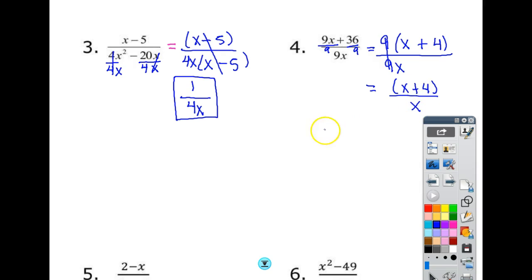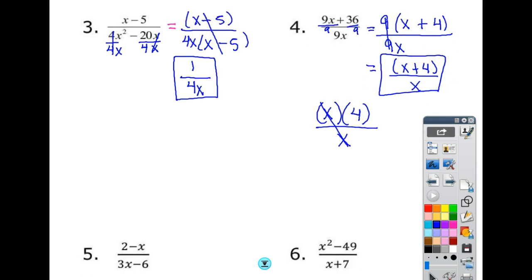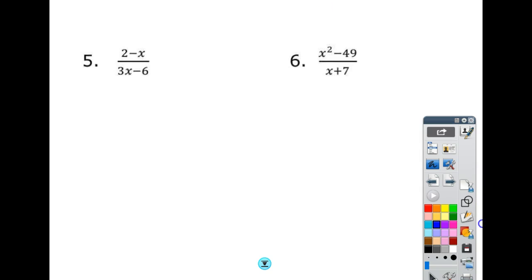If it had been written like an x times a 4 over an x, you could have canceled those out. But because of that plus sign there, that makes it not possible to cancel out. That is a whole term. That's one whole term right there. So that's your answer. So moving right along here.